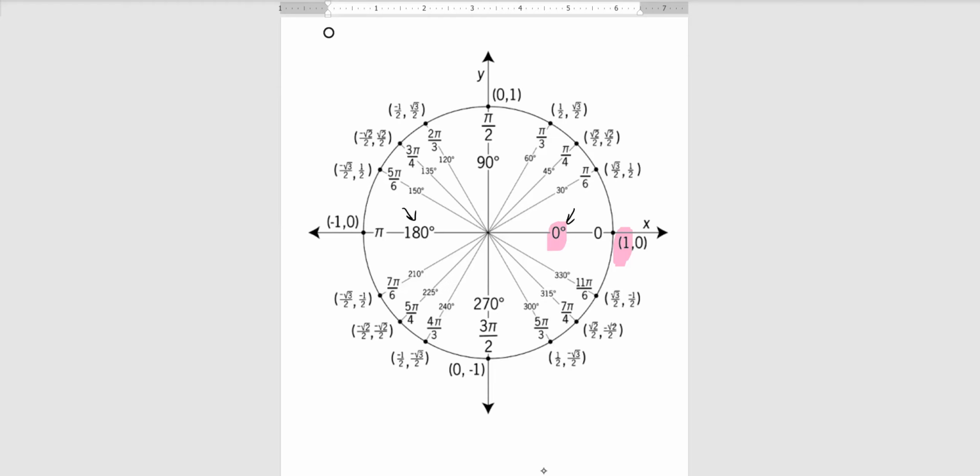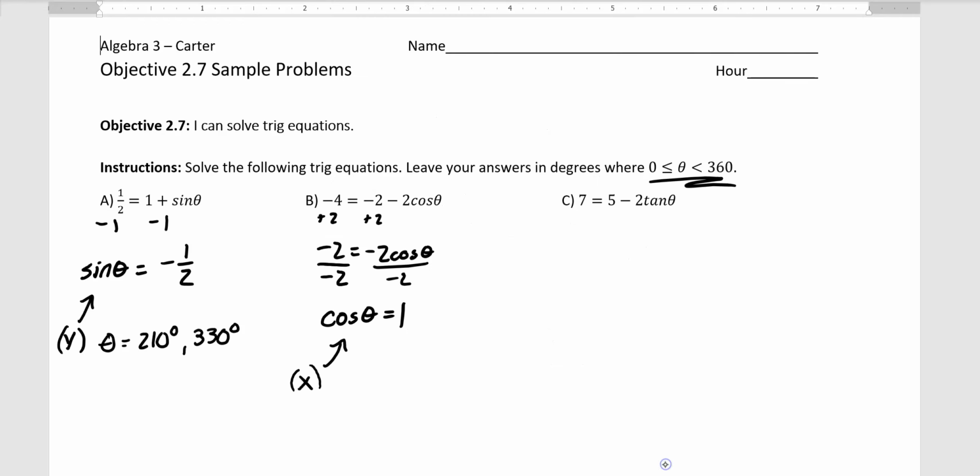Okay, on our sample problem, sorry, I keep calling these our notes, let's go ahead and write theta equals 0 degrees. And remember, I'm saying 0 degrees because we want it greater than or equal to 0 and strictly less than 360. That's why I'm not saying 360 degrees.